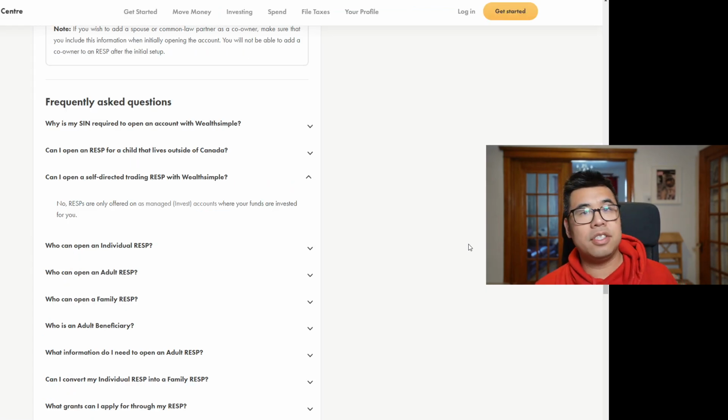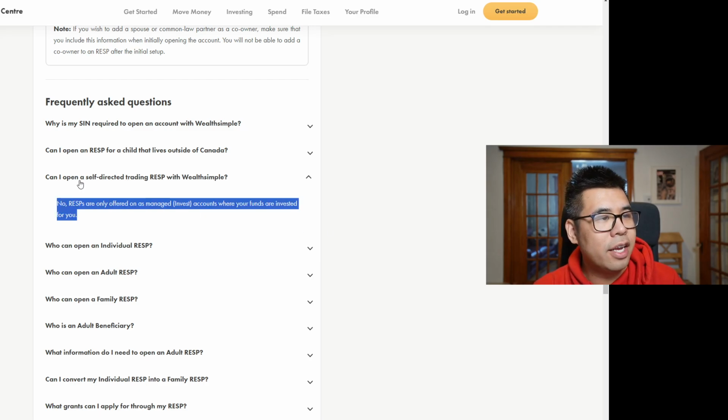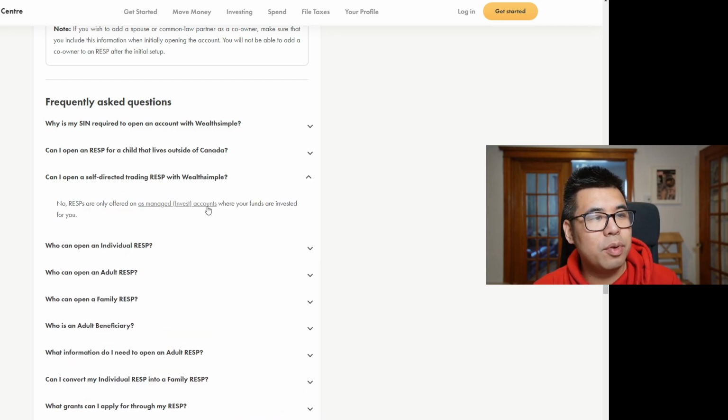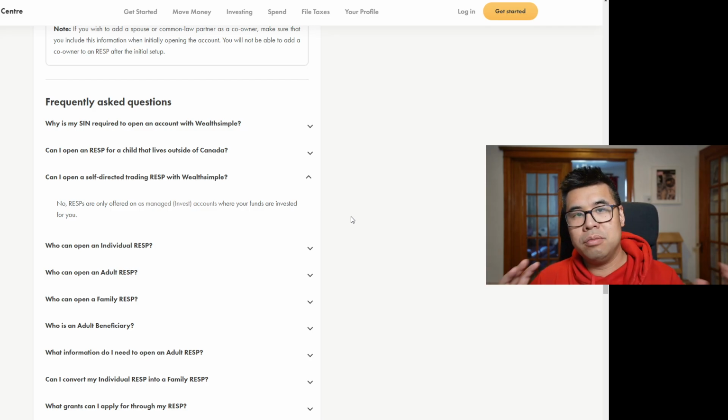But for the rest of us, it's an excellent option, and it's a great complement to Wealthsimple, because if you look at Wealthsimple in their help center, can I open a self-directed trading RESP with Wealthsimple? No, RESPs are only offered as managed invest accounts where your funds are invested for you. And we think as long as you're able to go through that process, like I showed you in Questrade, buying XEQT or another all-in-one ETF, you're able to invest similarly to a managed or robo-advisor portfolio, but at a lower cost. So definitely do that if you can.